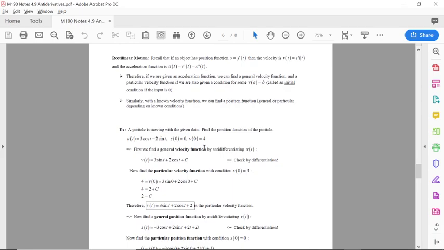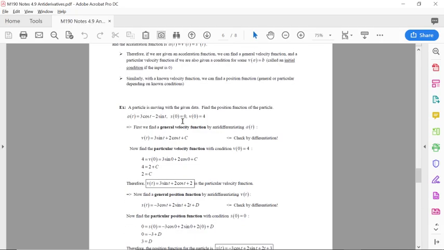So we can solve for it by using this given initial condition. V of 0 is equal to 4, right? T is equal to 0, and the output would be 4. We solve 3 sine 0 plus 2 cosine 0 plus c is equal to 4. Solve for c, we get c equals 2. Here is our particular velocity function then.